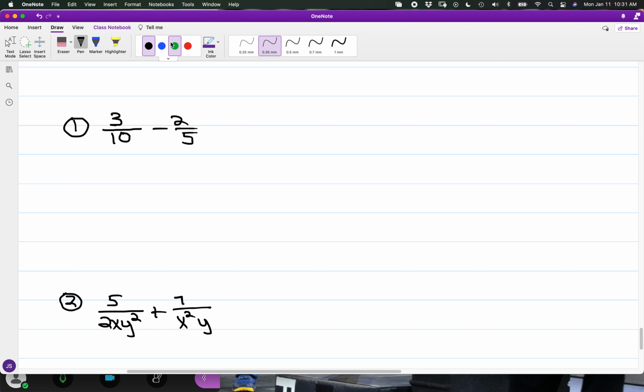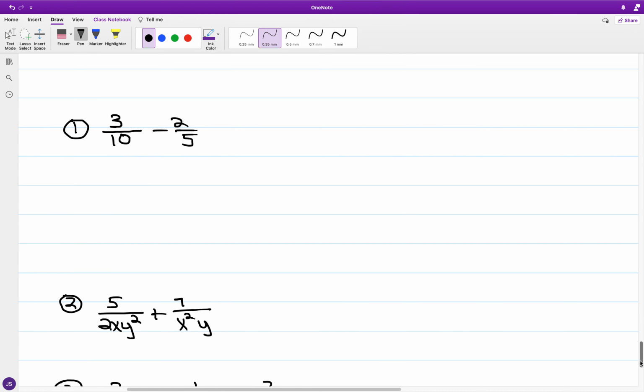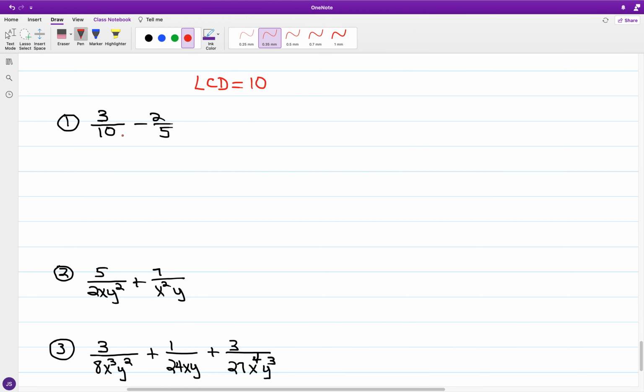Tell you what, some of you might still be working on these items, and that's okay. But if we go ahead and look at these exercises, for the first one, we have the difference between 3/10 and 2/5. For these fractions, the least common denominator is already present. Between 10 and 5, the least common denominator is going to be 10, and that is already contained by 3/10.